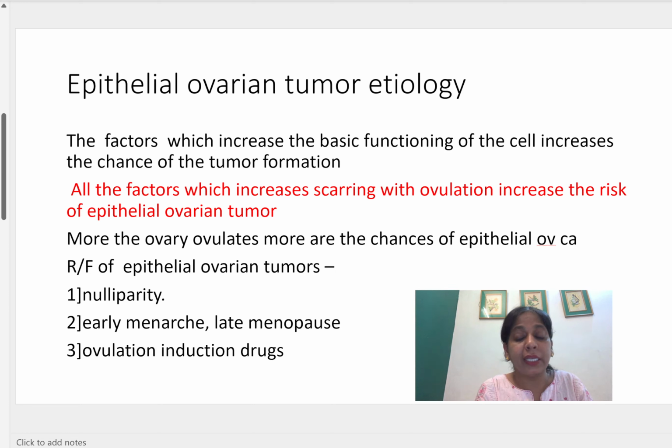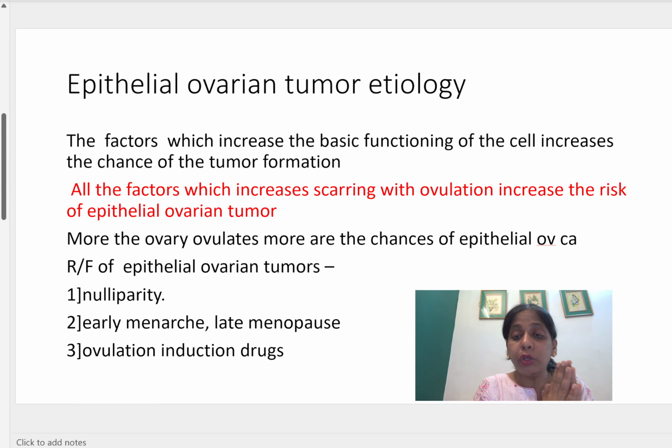Okay, and the late menopause. Late menopause means ovulation ends late. And the last is the ovulation induction drugs. These ovulation induction drugs we use in ART, and in one cycle with the help of these drugs we are making 10 to 15 ova ovulate.